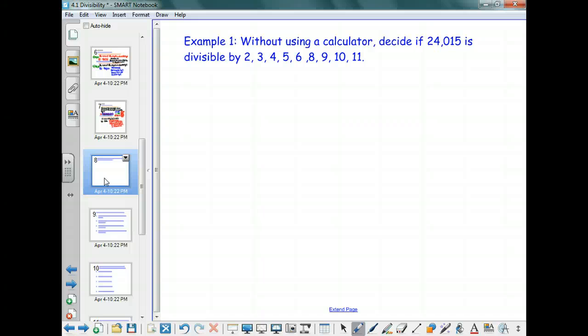All right, so we're going to start with 2. Is it divisible by 2? No. Why? Because 5, specifically the number at the end, is not even. How about the number 3?